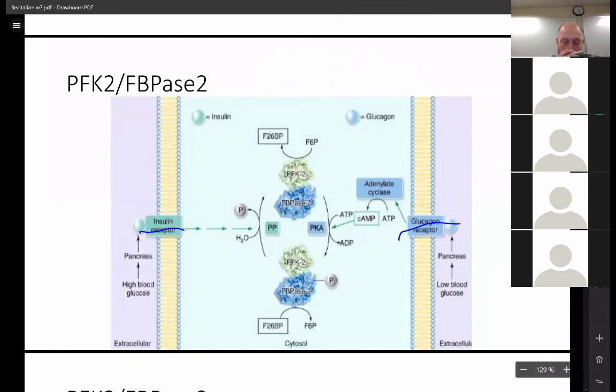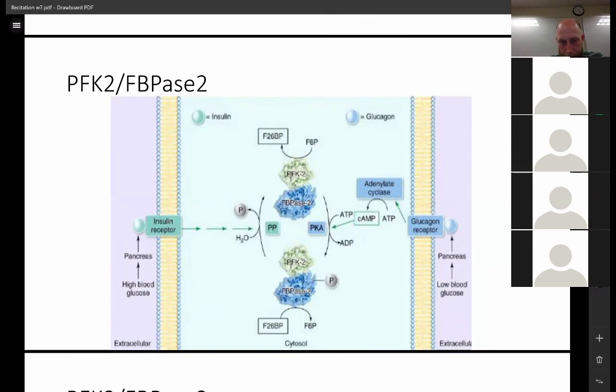They are going to be regulated in a way that is reflective of the needs of the body and the needs of the cell. So if you need glucose, then you're going to release the molecule that will bind to the glucagon receptor. And if you need to take in glucose so that you can utilize it for energy, then you're going to produce insulin, and that's going to bind to the insulin receptor.